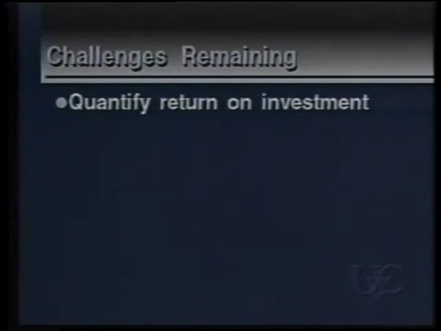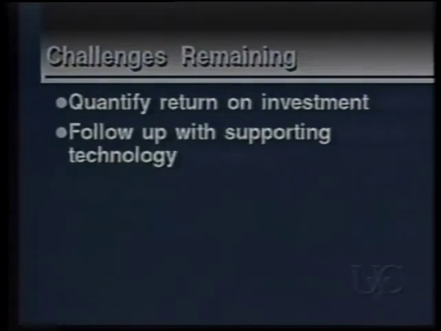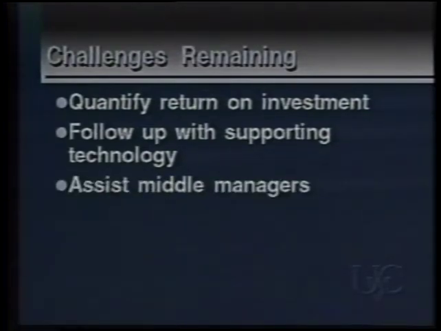One thing that we really have to do is quantify what our return on investment has been for the investment we've put into all of these process and product improvement activities, so we know how it is going in a financial sense. We need to continue following up with supporting technology, products, tools, etc., to help the people that are working on improving the way they develop their products. We also need to do a better job, I think, of assisting the middle managers. What we've found in our organization is the middle management is often caught in the middle. The senior management thinks product process improvement is a great idea.